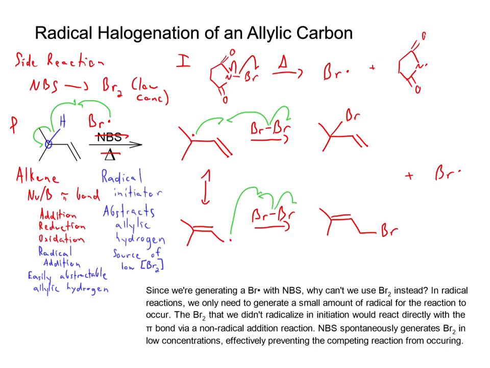The problem is, if we have a lot of Br2 available, that is going to react directly with the pi bond in a non-radical addition reaction. NBS spontaneously generates Br2 in low concentrations, so that will effectively prevent the competing reaction from occurring. That's why we have to use NBS and not Br2.